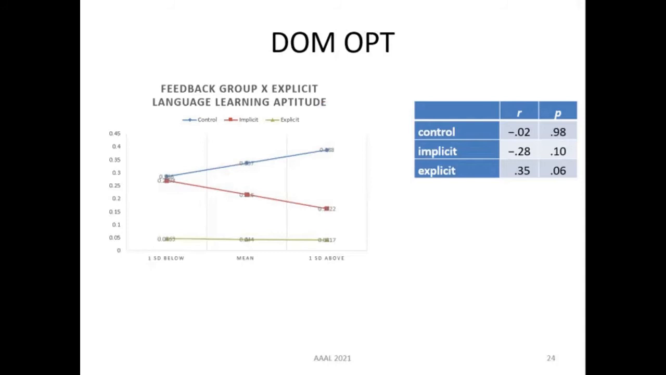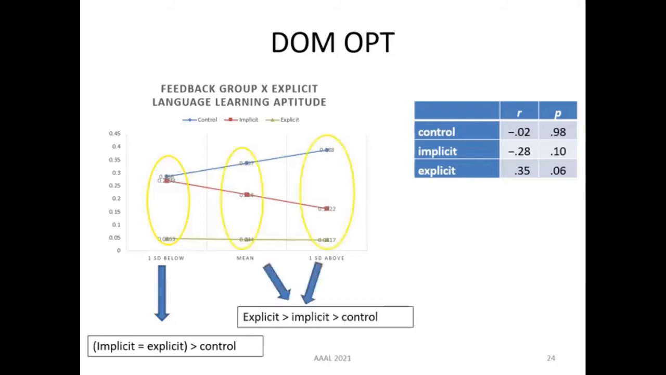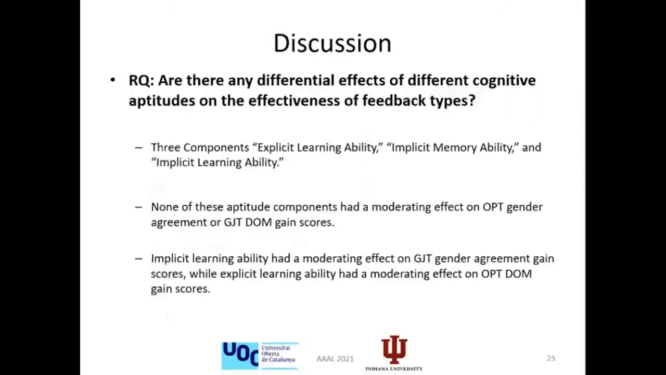The analysis of simple slopes showed that at 1 standard deviation below the mean of explicit learning ability, both the implicit and explicit group significantly outperformed the control group. But there was no significant difference between the implicit feedback and the explicit feedback group. At the mean and 1 standard deviation above the mean of explicit learning ability, both the implicit and explicit group significantly outperformed the control group. And the explicit feedback group significantly outperformed the implicit feedback group.